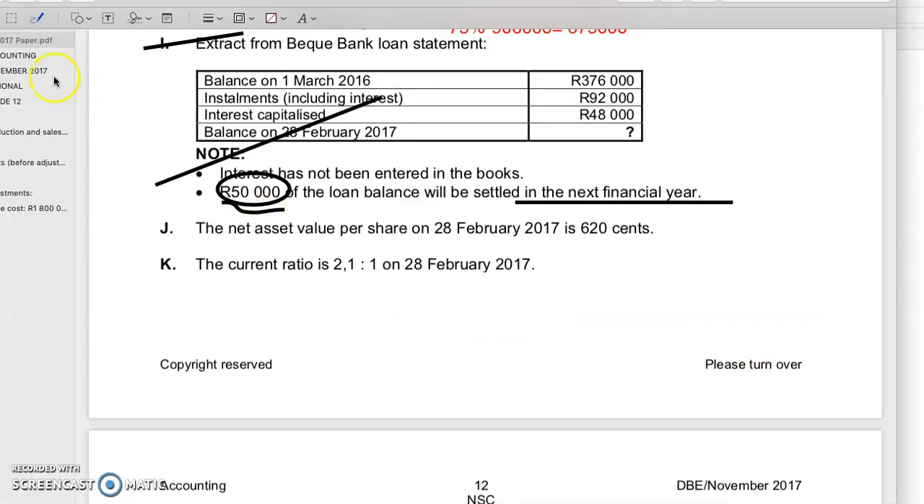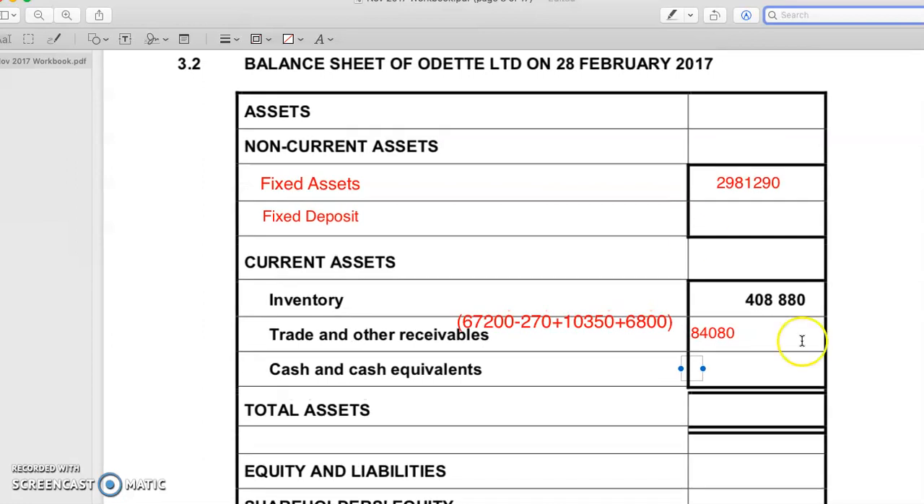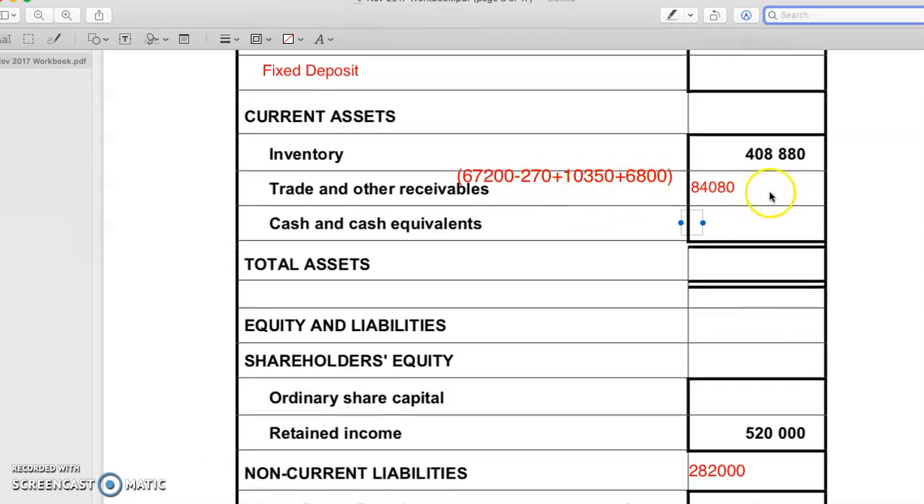Okay guys, so now we're only left with J and K, and once you see that this is to finalize everything, you can go ahead and total the amounts we have. I did that and this is what mine looks like. I total trade and other receivables. This is the amount I got.